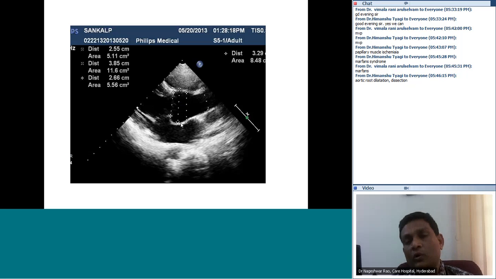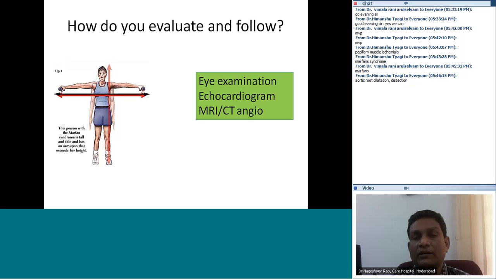So the evaluation essentially constitutes taking the arm span, which should be more than the height, and you all know that the thumb sign and wrist sign will be there. Eye examination is very important, and serial echocardiograms are very important, and CT scan or MRI is going to be very useful to see the annulo-aortic ectasia and ascending aortic dilatation in these individuals, and to see the chronic dissections and all. So elective surgery is preferred in this particular kind of patient.